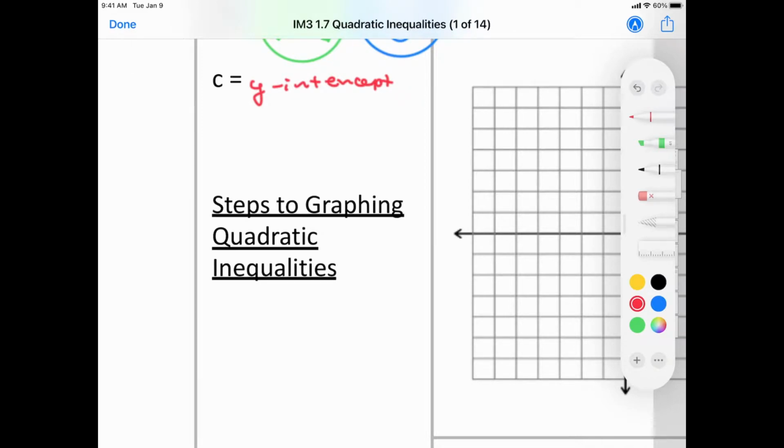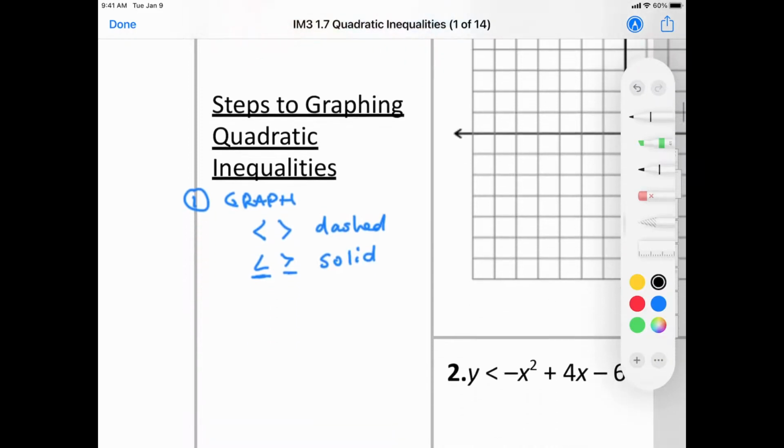All right, let's go to steps to graphing quadratic inequalities. Step number 1, we need to graph it. Remember, when it is less than or greater than, it's going to be dashed. And when it's less than or equal to with a line underneath, or greater than or equal to, it's going to be a solid line.